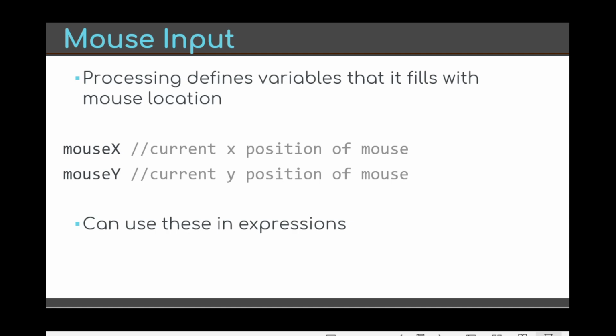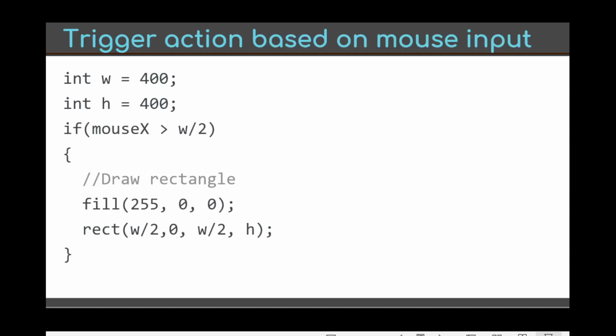So you can use these in expressions. So we can trigger actions based off mouse input. So if we have our two variables, W and H, if our mouseX is greater than half of W, we can draw a rectangle, which is starting on half W and 0. So the middle, so 200 and 0 is the top left coordinate, and then it will have 200 width and 400 height.